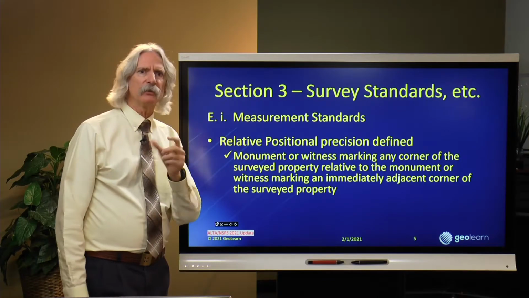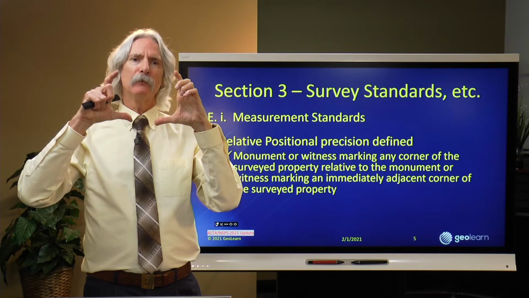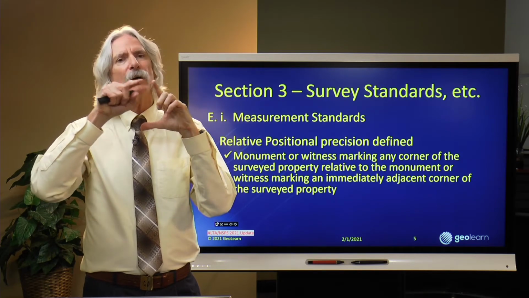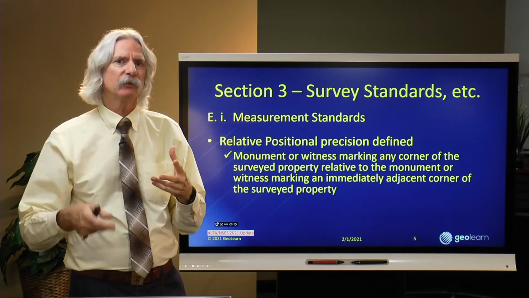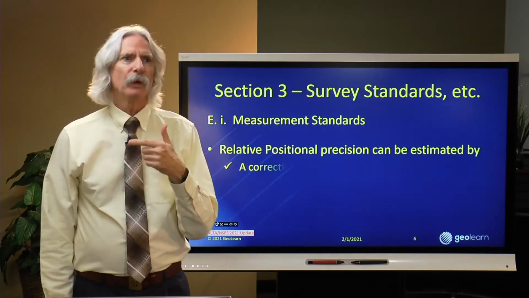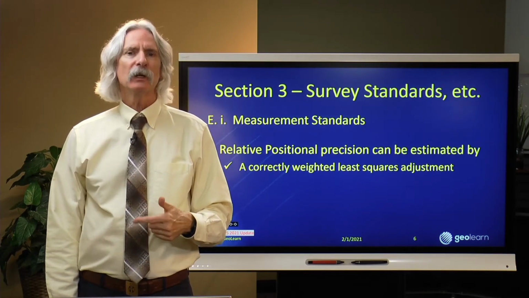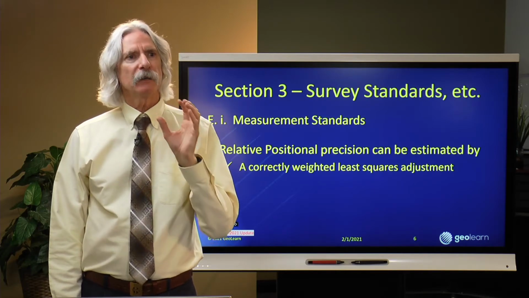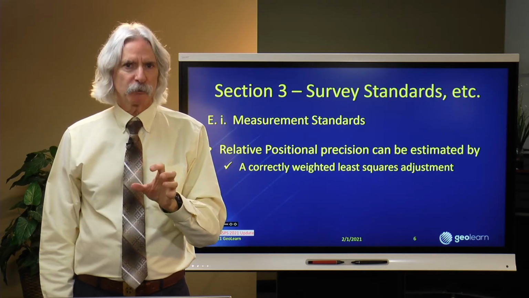Now it's the relationship of the monument or witness marking any corner of the surveyed property to the monument or witness marking an immediately adjacent corner of the surveyed property. So on that same four-sided figure, we only now have 4 relationships. The diagonals don't count, they're not necessary. Now, we know that in the past, and we have stuck with this, that we can estimate the relative positional precision by the results of a correctly weighted least squares adjustment. That's not been changed, that's true.